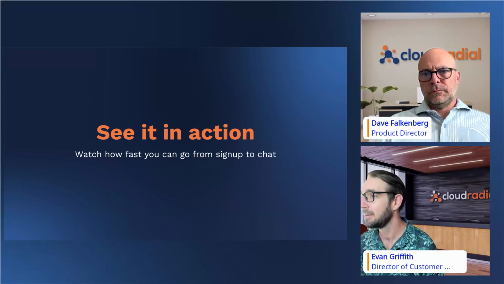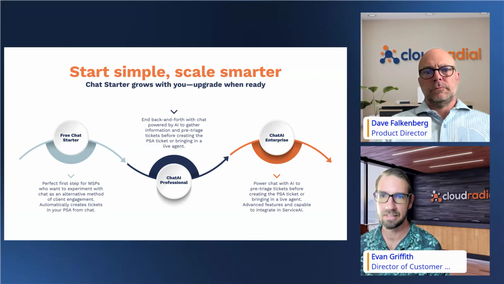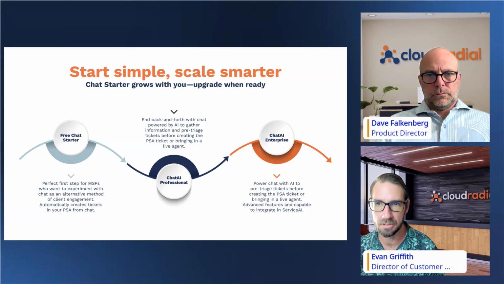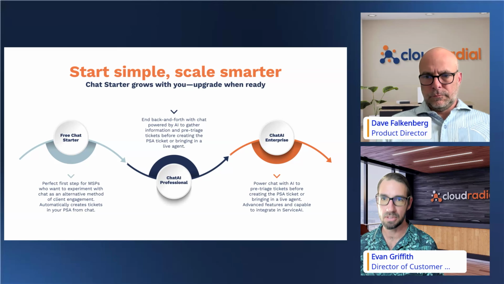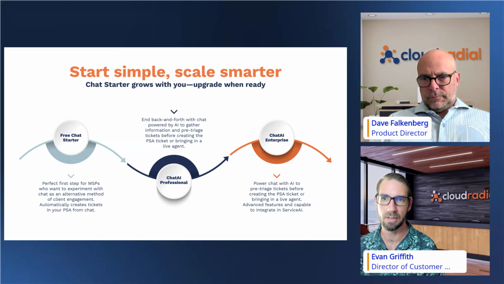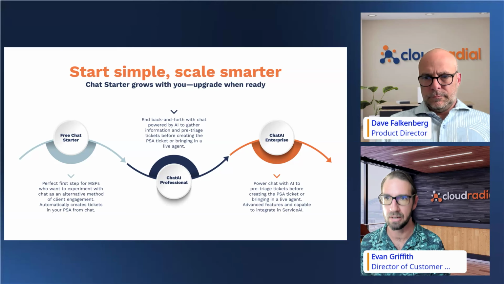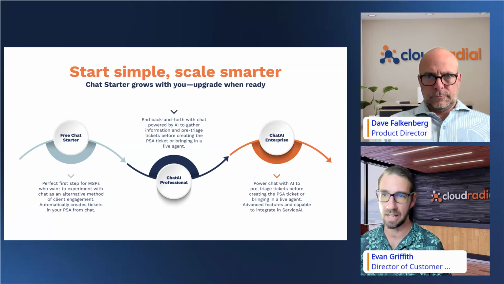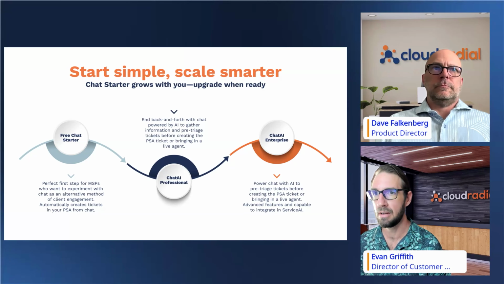So basically, just to wrap things up, again: start simple, scale smarter. It's this concept we've been talking about this whole time. We recommend, and this is why, you start with Chat Starter. It's free, gets you in pretty quickly. You see all those things you can tweak. Once you get to the point where your end users are asking for more, your clients are asking for more, or you want more, that's when you move into the next phase. And it's the same concept over again, right? You work on features, you improve them, and when you need or want more, you upgrade all the way through Chat AI Enterprise, which then really allows you to unlock a lot of the environment that we have with CloudRadial in regards to AI and all the different products we have that work together.